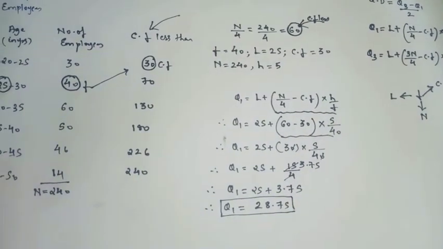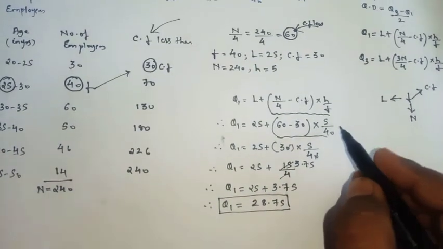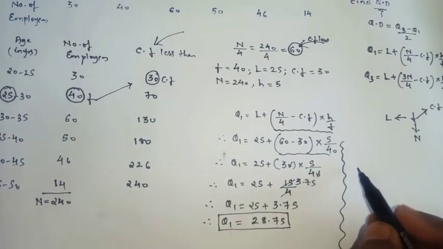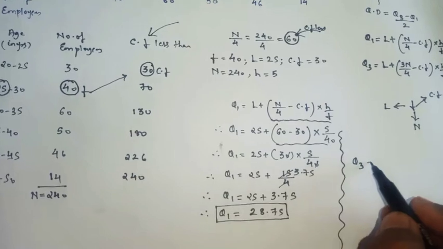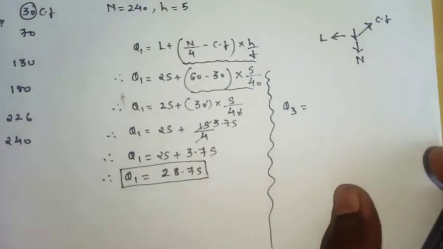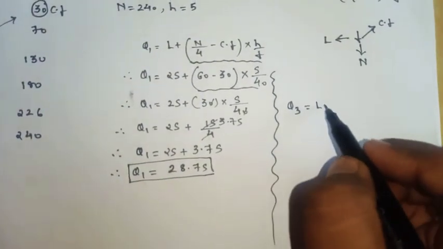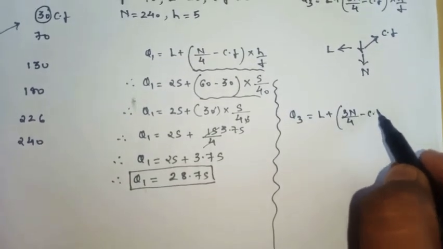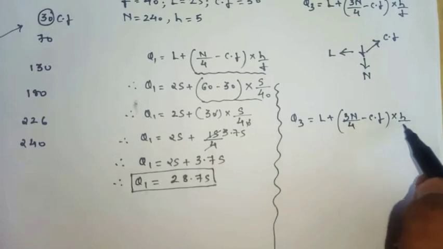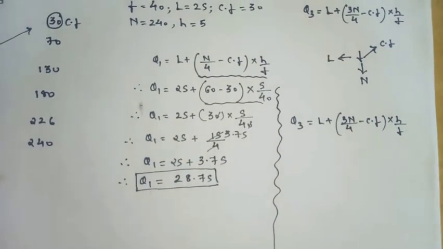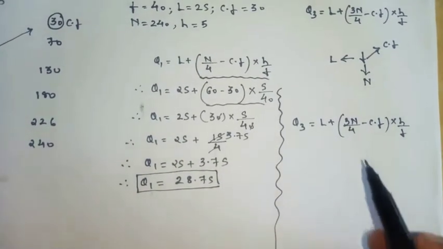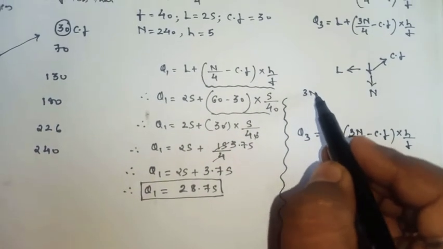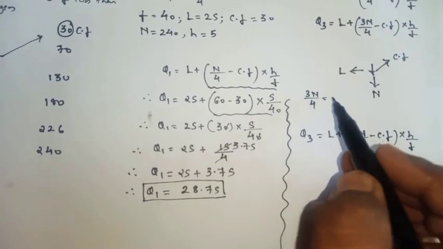Okay. So to find Q3, I will solve the section here. To find Q3, first we'll write the formula. Q3 is equals to what? L plus 3n upon 4 minus CF into H upon F. Here also, without knowing all these values, we cannot find Q3. So first we'll find 3n upon 4. With the help of this, easily we can find the remaining values.